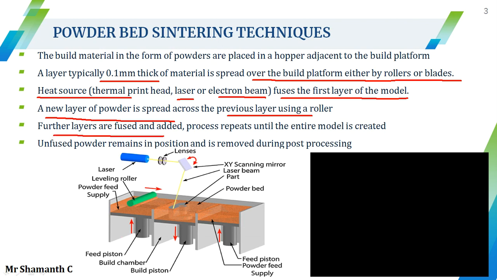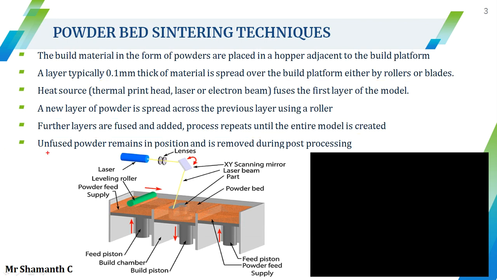Further layers are fused and added. The process repeats until the entire model is created. So the laser is directed at each and every layer, and when the laser falls on that particular area where the model has to be created, the material which has been spread on the build platform gets fused and bonded together layer by layer. And once the last layer is spread and then fused, the part is removed from the build platform, and the unused powder remaining in position is removed during the post processing.